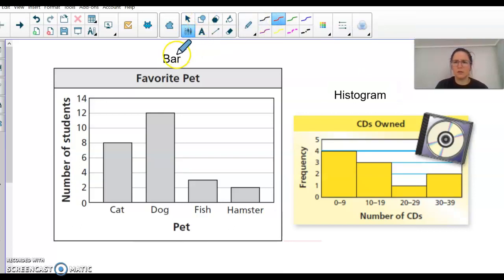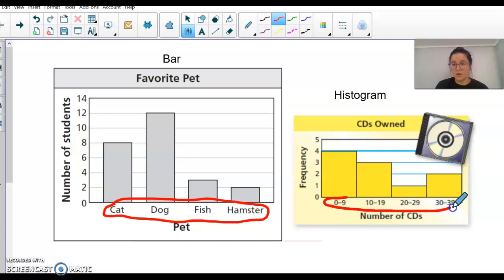You all are familiar with a bar graph, but the difference is that a bar graph is extremely categorical, which means it compares categories. So the category here is favorite pet. A histogram compares frequency and intervals. So you can see there are no categories on my x-axis for a histogram. It's just intervals, and they're equivalent intervals.